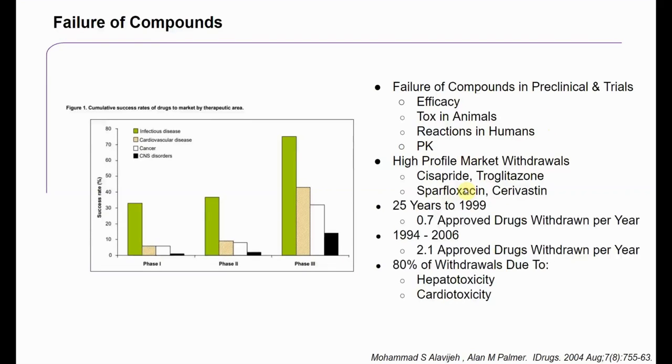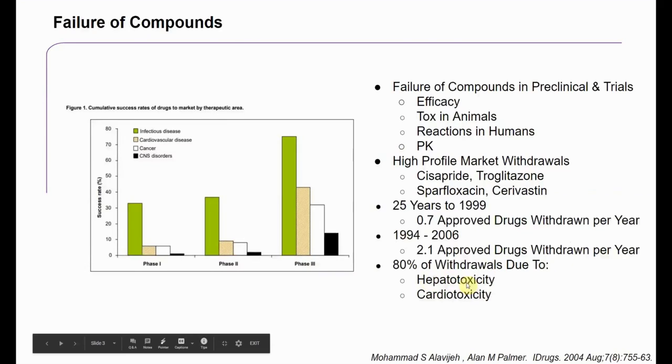As I mentioned, there were some very high-profile market withdrawals where compounds actually went through these trials, and then you got problems in humans. And what was found was that in the 25 years to 1999, about 0.7 approved drugs were withdrawn per year, but in 1994 to 2006, this actually went up to 2.1 approved drugs withdrawn from the market per year. And 80% of these withdrawals were due to hepatotoxicity, liver toxicity, or cardiotoxicity.